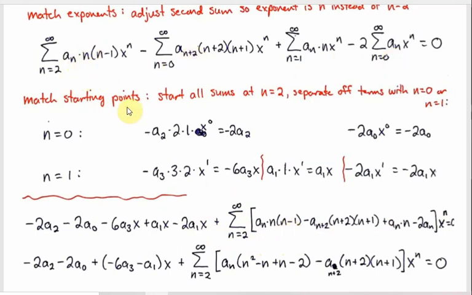So you have a sub n times n minus 1, that's the first one, minus what you get from the second one, a sub n plus 2 times n plus 2 times n plus 1. Then plus what you get from the third, which is a sub n times n, minus what you get from the fourth, minus 2 a sub n. That's the coefficient of x to the n. That's equal to 0. I guess the edge of that 0 is chopped off, but that's a 0.